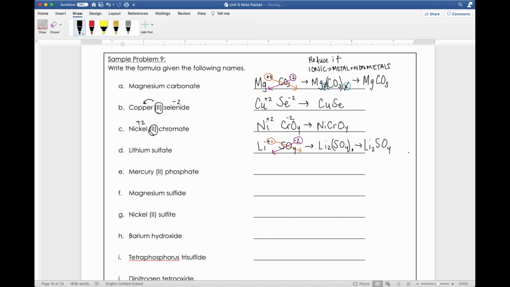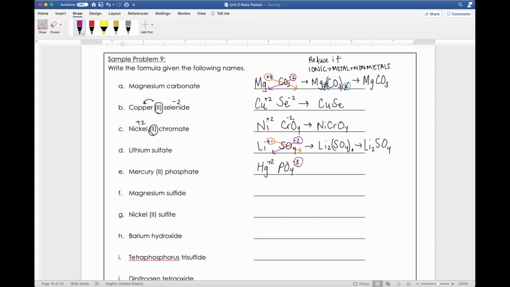Let's try E together as well, because this one's got a lot of numbers going on. So mercury, formula of Hg, and mercury's charge is +2. And that's what that Roman numeral is telling us, of course. And phosphate is a polyatomic, and its overall charge is -3. So we do have to switch some charges here.